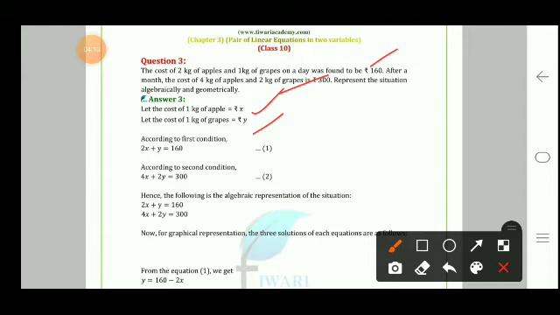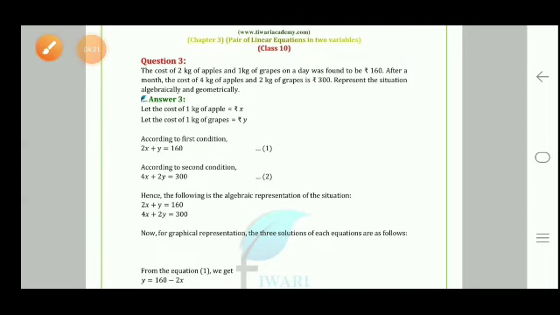According to the first condition, 2x plus y is equal to 160, and according to the second condition, 4x plus 2y is equal to 300. So hence the following is the algebraic representation of the situation: 2x plus y is equal to 160, 4x plus 2y is equal to 300. Now for the graphical representation, there are 3 solutions for each of the equations.